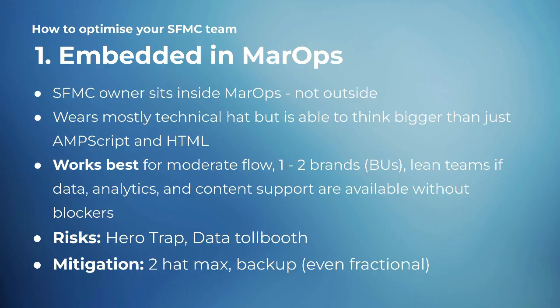There are risks as the team grows and the business grows. This can fall into the hero trap or into data trading, so there's something to keep an eye on. How to mitigate this? Make sure that this person is not wearing more than 2 hats. That's why I emphasize the custom development. And please think about the backup, even a fractional backup. Maybe there is another person in the marketing team who is excited about Marketing Cloud and wants to learn. So support this and put this person as a backup to avoid the hero trap.